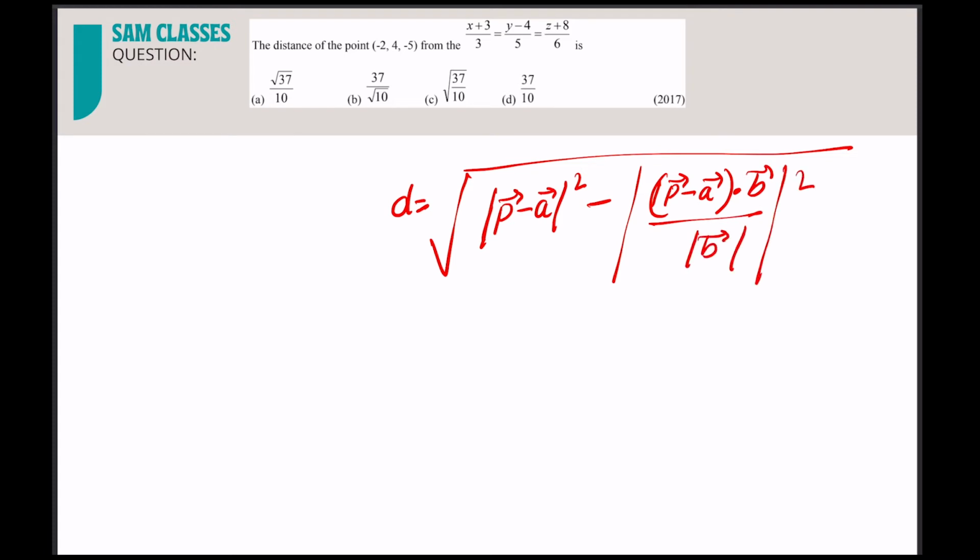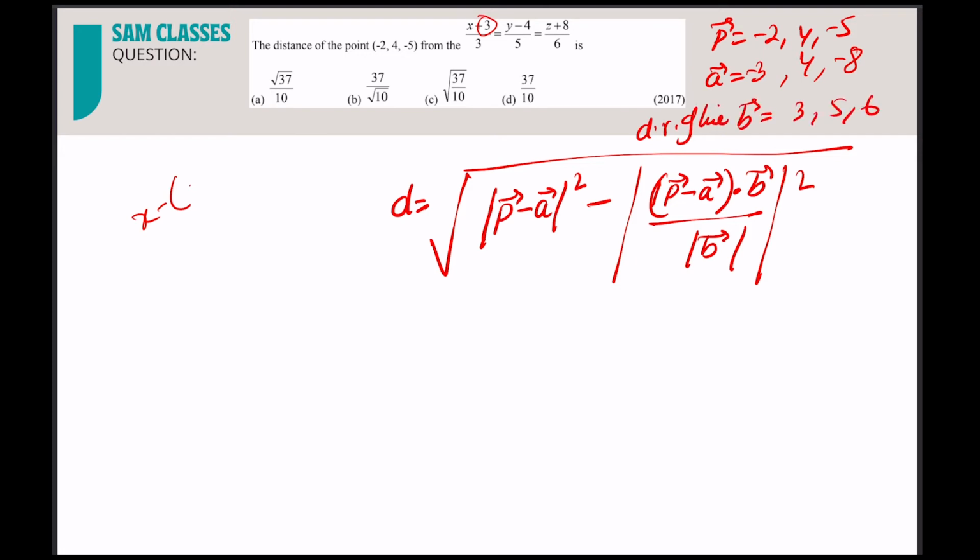Now what are all this p and all that? P is basically the point. So what is the point? Minus 2 comma 4 comma minus 5. Correct. Now a vector is nothing but a point of the line. So what is the point of the line here? Always remember x minus x1. So it is minus 3, 4 and minus 8. And then the direction ratio of the line, that is b vector, is equal to 3, 5 and 6. Substitute here, you will directly get the answer.